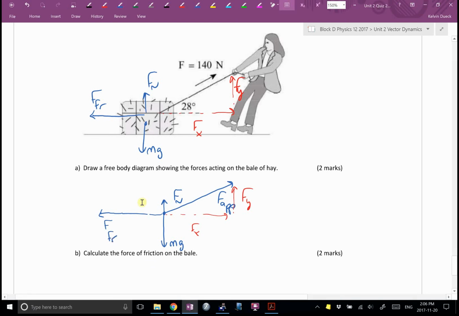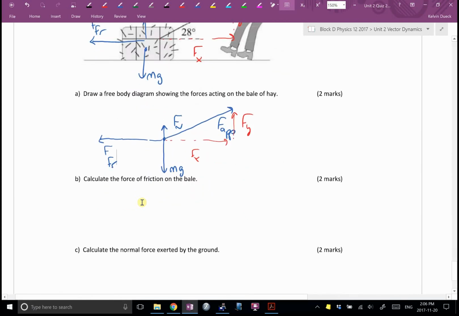Now that's a very subtle idea, but it made the question way easier because part B said calculate the force of friction. My first thought was to go, well, friction is mu times the normal force. Hey, what's mu? Oh. So I said, that's not going to work. But then I looked at my free body diagram and I went, friction has to be the same size as Fx.